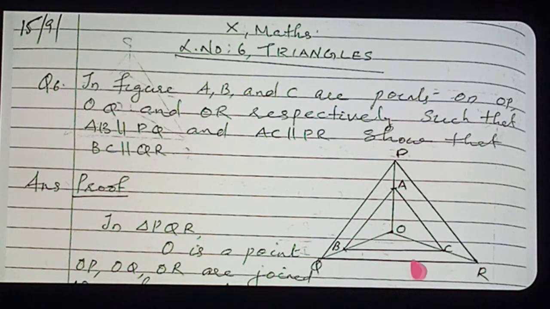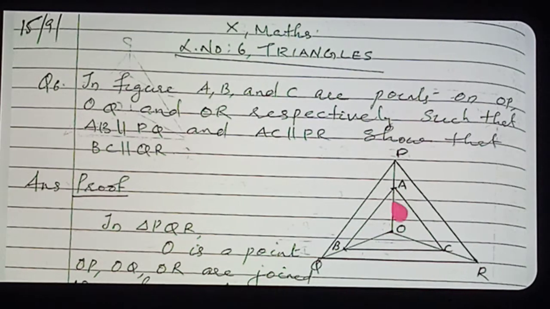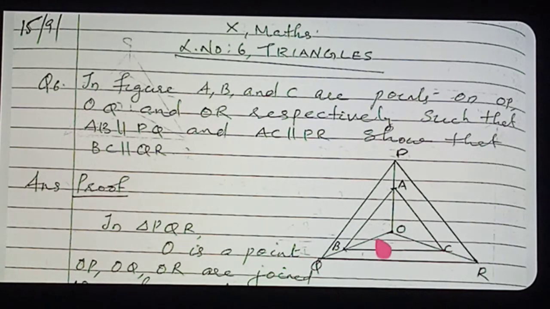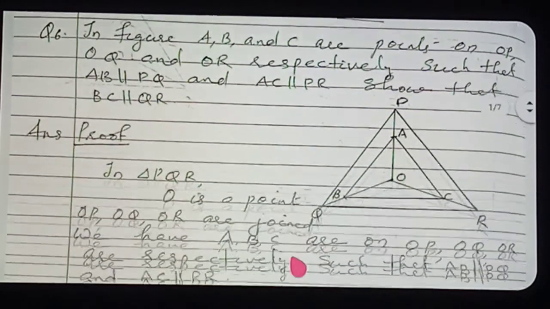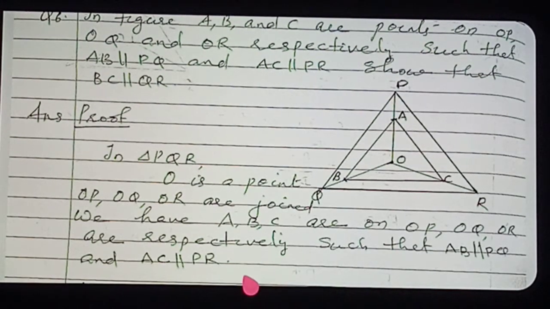See the point. In triangle PQR, O is an interior point given. The condition of O is also given, such that A lies on OP, B lies on OQ and C lies on OR. First of all, you join OP, OQ and OR, so that you can see triangle OPQ, triangle OPR and triangle OQR.